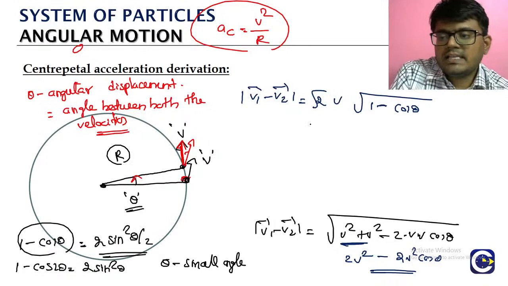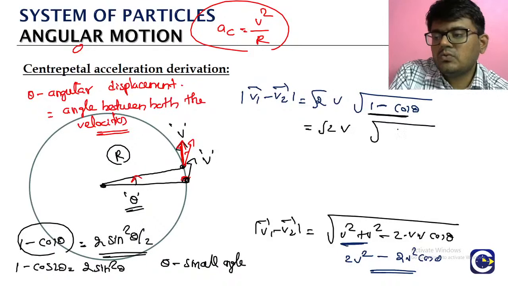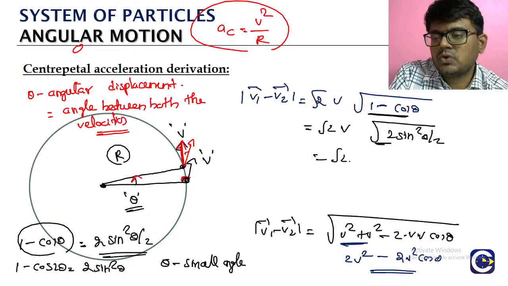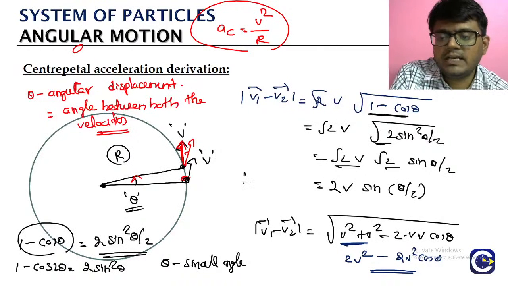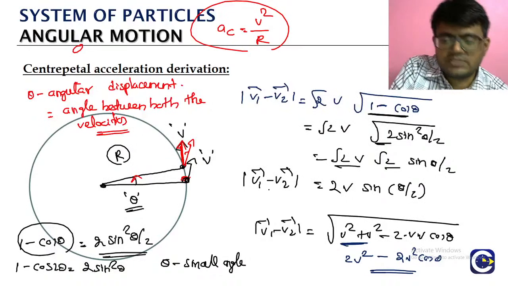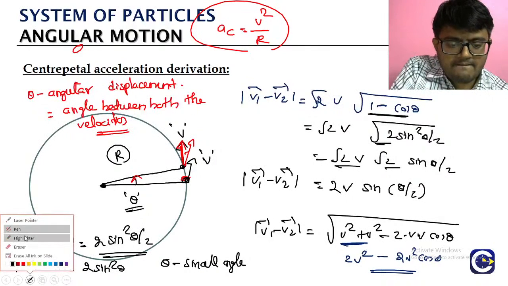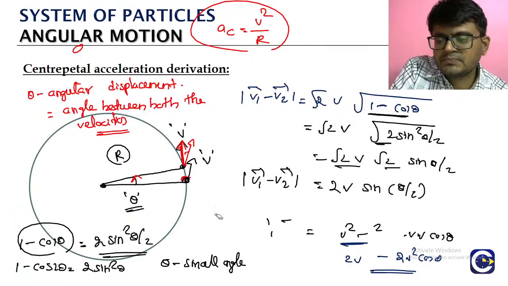Okay. So using that result, we get root 2 v, and inside the root we have 2 sin square theta by 2. Again here root 2 comes. So root 2 into v into root 2 into sin of theta by 2. Root 2 into root 2 is 2. So that is 2v sin of theta by 2. This is the change in velocity. Okay?